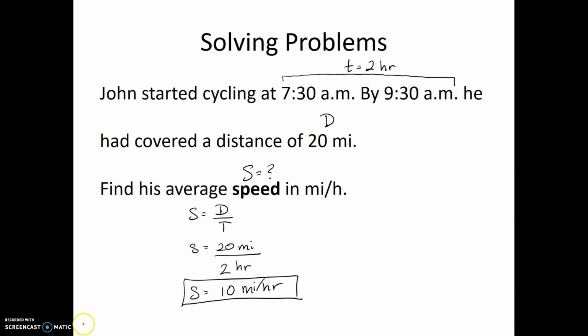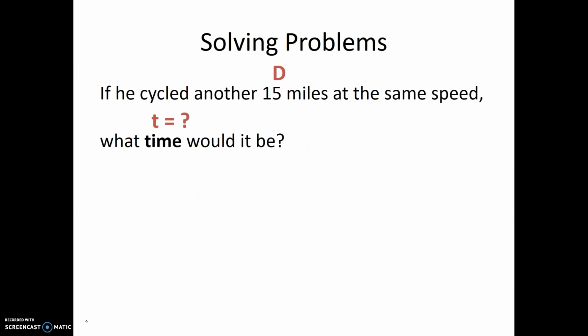All right. Now your part B says that if he cycled a further distance of 15 miles at the same speed, what time would it be? So it's not asking us how much more time he cycled, it's asking us what time would it be. First of all, we need to find out how much time he spent cycling, right? So time is going to equal distance over speed.